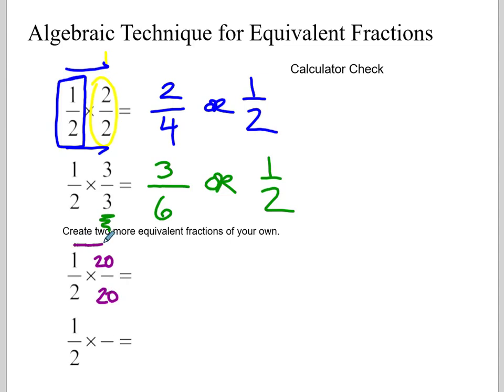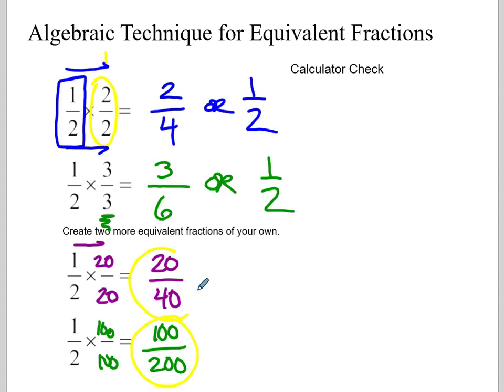So if I multiply across the top, I get 20/40ths, and that will work. I could put a 100 in here. Okay, if I multiply across the top, that becomes 100. If I multiply across the bottom, that's 200. So all of these ones here, 100 out of 200, 20 out of 40, 3/6, 2/4, they're all the same as 1/2. Okay, so it's a pretty quick way to creating an equivalent fraction.